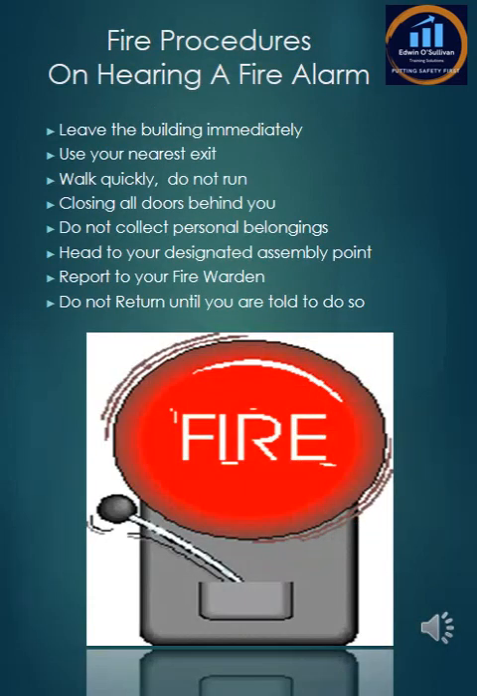This procedure is what you should do in the event of hearing a fire alarm. We will leave the building immediately by means of our nearest exit. We will walk quickly and not run. We will close all doors behind us. We will not collect our personal belongings. You will head to your designated assembly point, wherever that may be. You will report to the fire warden that you were out of the building, and we will not return to the building unless we are told to do so.